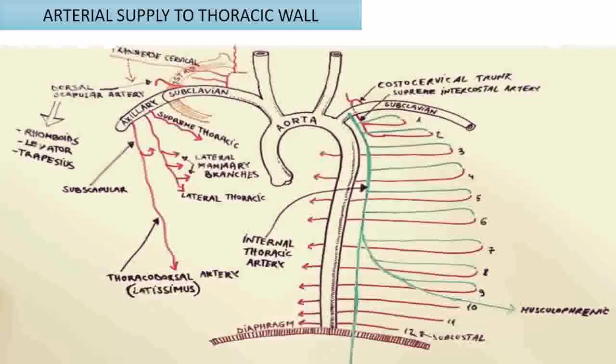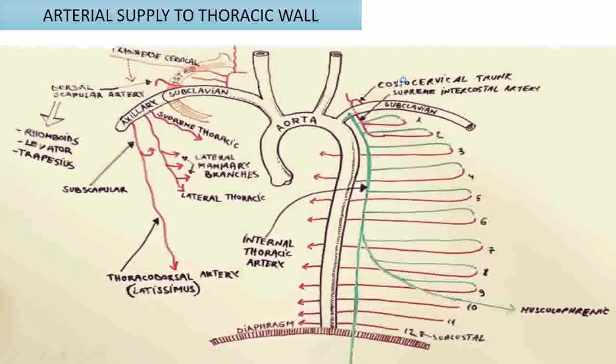Okay, so now let's talk about the arterial supply to the thoracic wall. The arterial supply to the thoracic wall is derived from 3 main sources: the aorta, the subclavian artery, and the axillary artery. From the aorta arise the 3rd to 12th posterior intercostal arteries. So in red here, the 3rd to 12th posterior intercostal arteries.